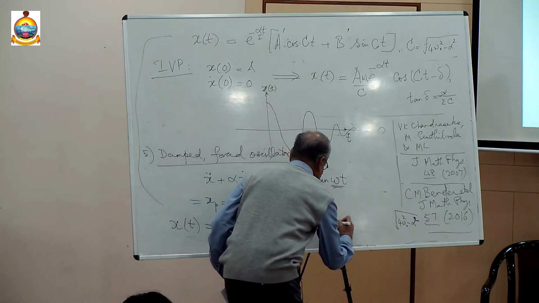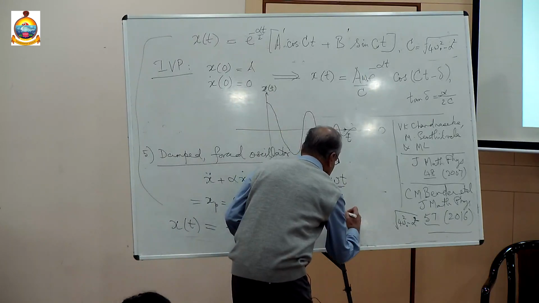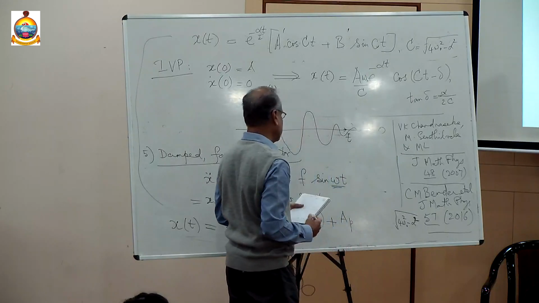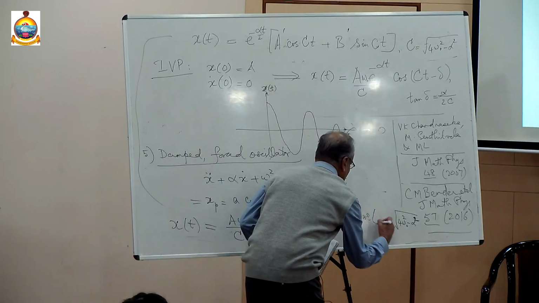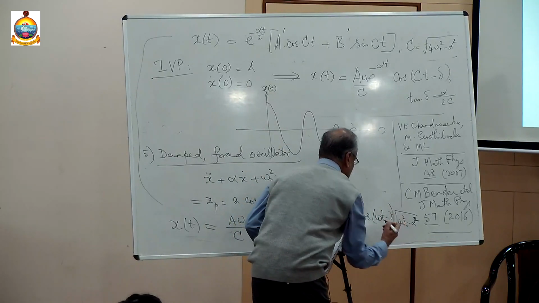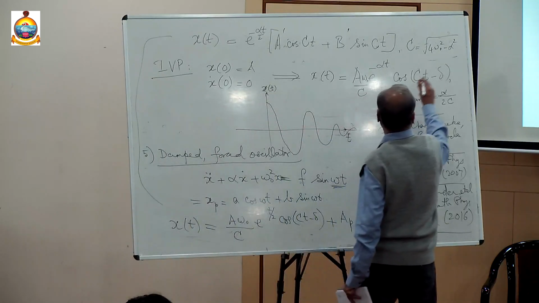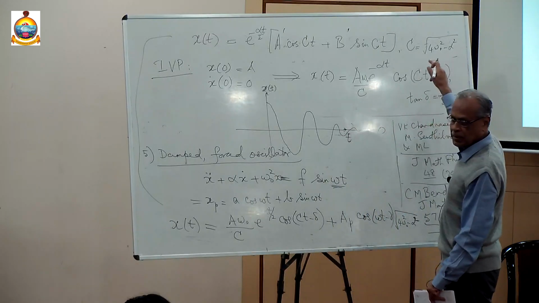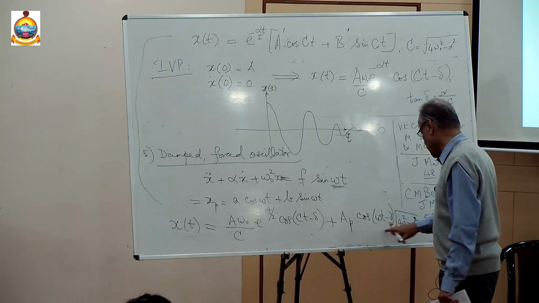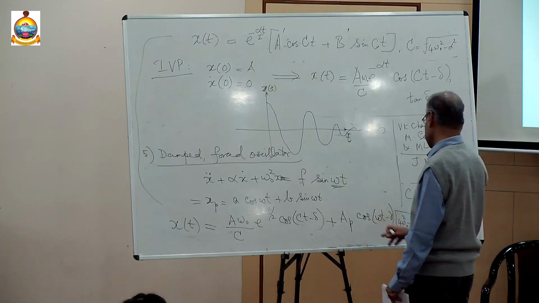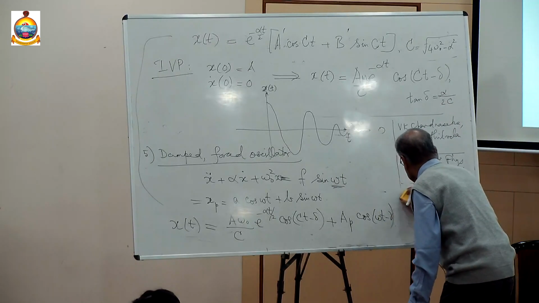Okay. But the most interesting part is the particular integral part, and that turns out to be some amplitude AP, which I will write in the form AP cos omega t minus gamma. Now in cos ct, c I wrote as the square root of omega naught square minus alpha square by 4. So that contains the natural frequency and so on. But this particular integral part contains cos omega t, the impressed frequency.